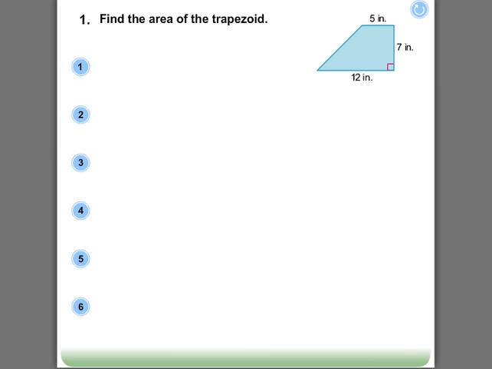Okay, so we need to find the area of this trapezoid. So first let's check out this trapezoid. Okay, we see the small base on top is 5 inches and the long base on the bottom is 12 inches. We can see the height is 7 inches. Does anybody know what this stands for? That means it's a right angle. It comes in at 90 degrees, and that's just saying that it's a perfect right angle. Okay, the bases are 5 inches and 12 inches, and the height is 7 inches.